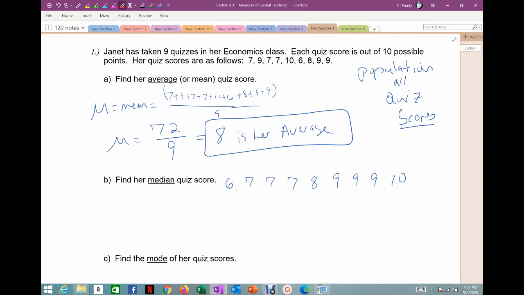I do. Okay, so her median is the score in the middle. And this is the odd case, right? There are 9 of them. So there's one number in the middle. That one number in the middle is 8. Right?